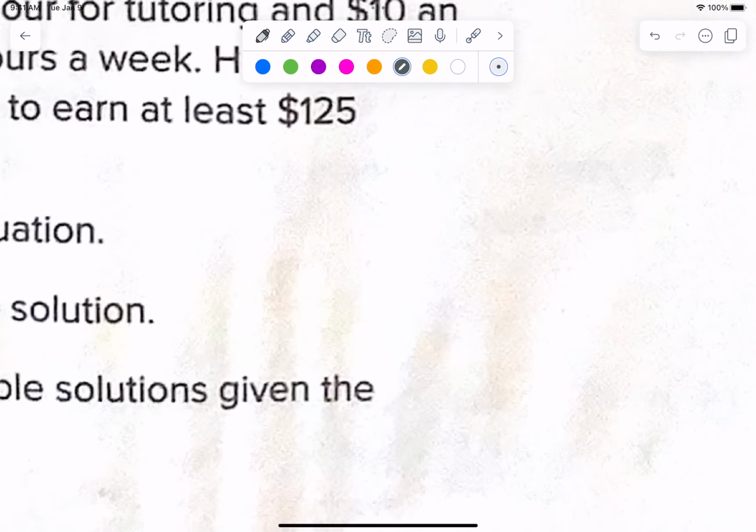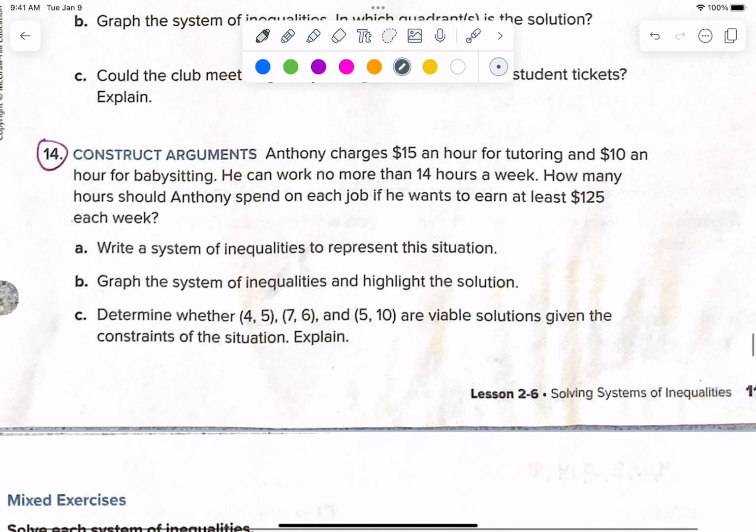Put your graph on the corner over here on the side, okay? For now, because I'm still recording. So I'll get you individual graphs here in a minute, okay? Number 14. Here we go. All right, are we ready?